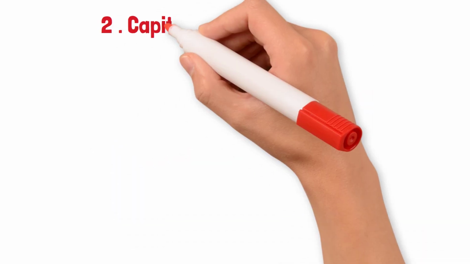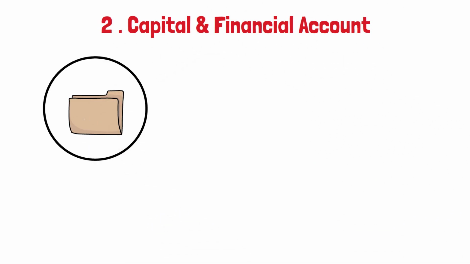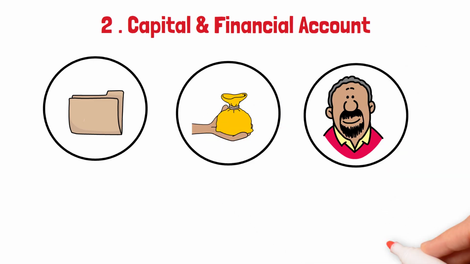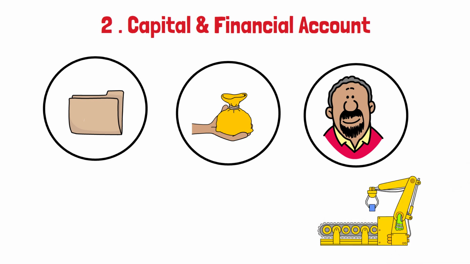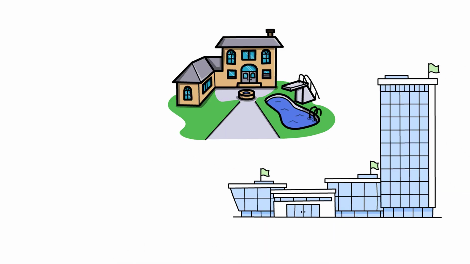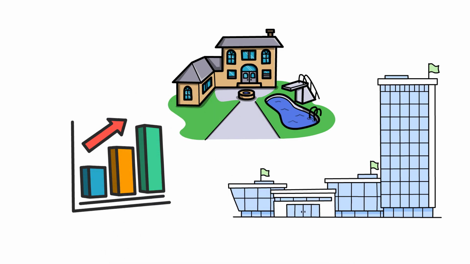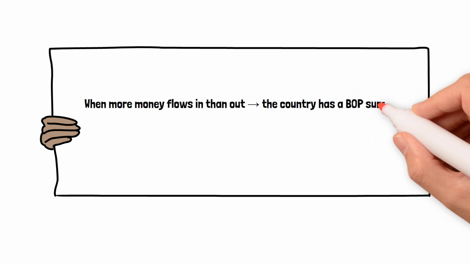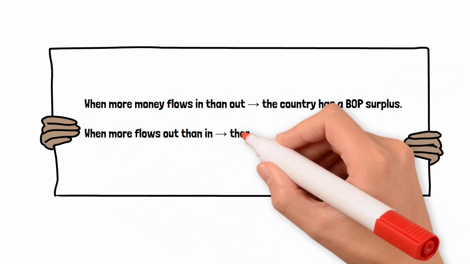Two, capital and financial account, records investments, loans, and ownership of assets. Example, a foreign company building a factory in India adds to inflows. An Indian company buying property abroad adds to outflows. When more money flows in than out, the country has a BOP surplus. When more flows out than in, there's a BOP deficit.